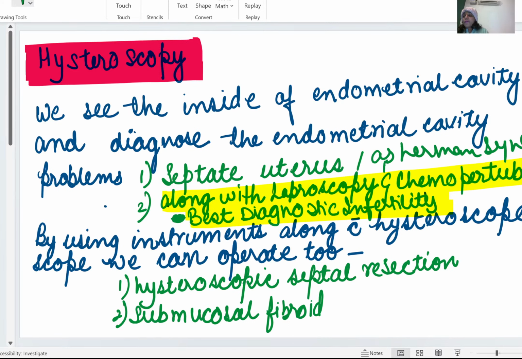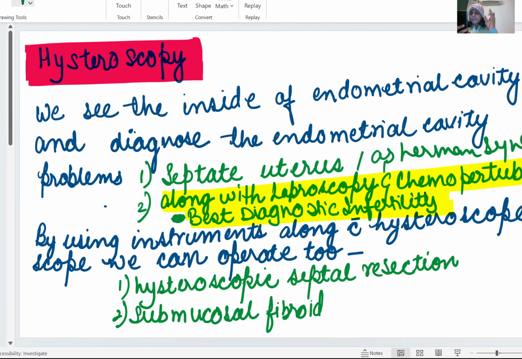And if we use it along with laparoscopy and chromopertubation, it becomes the best test for infertility. Now, by using instruments, we can operate too, inside the endometrial cavity.